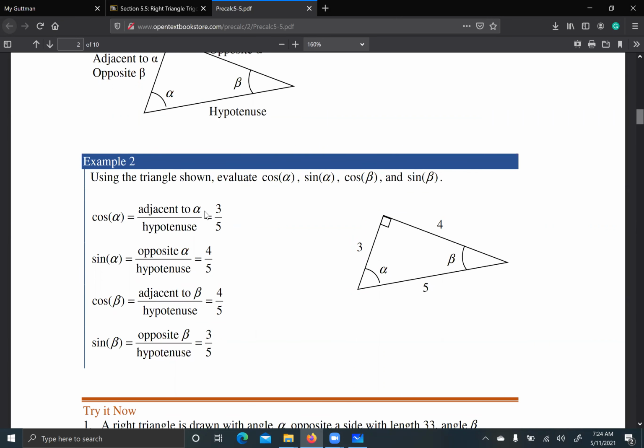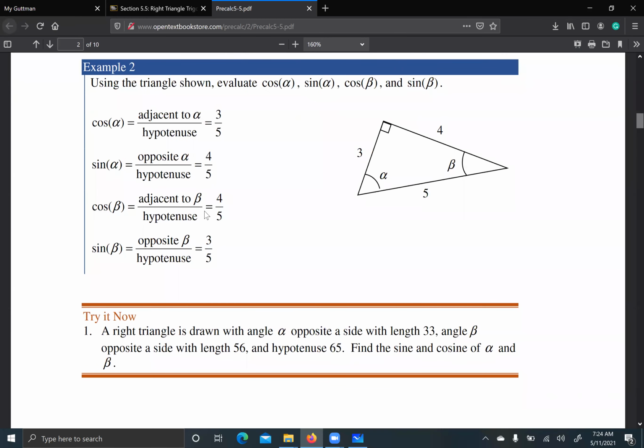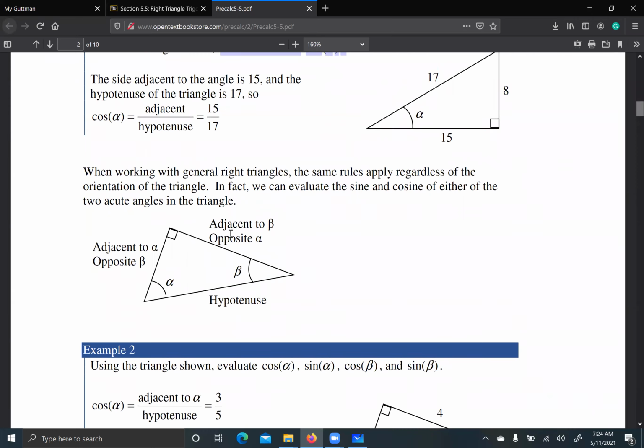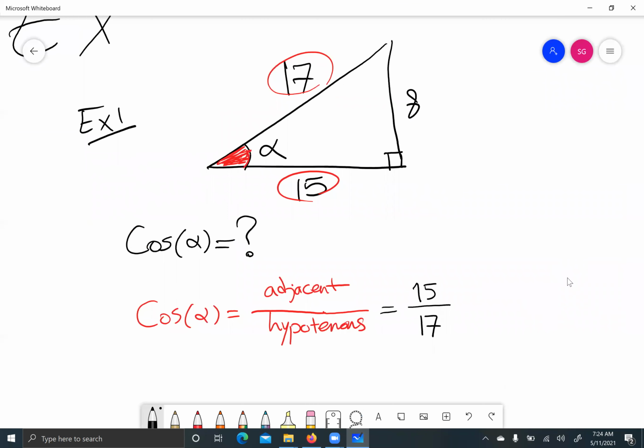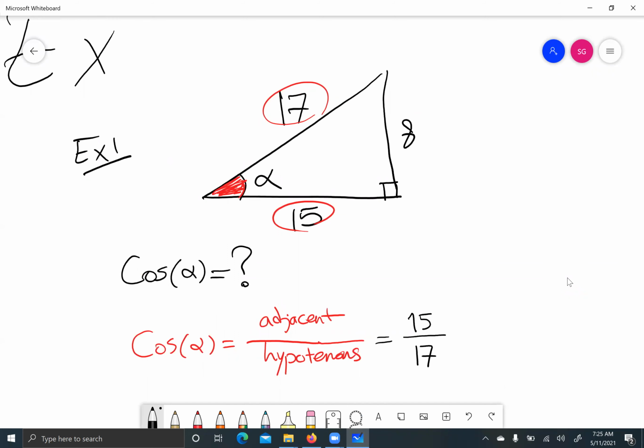So in the next question, just be careful, because when you have a right triangle, this angle is 90 degrees, because this is a right triangle. We talked about alpha, but there is also another angle. Let's call it beta. You can also define things for beta as well, but then adjacent and opposite are going to be different.